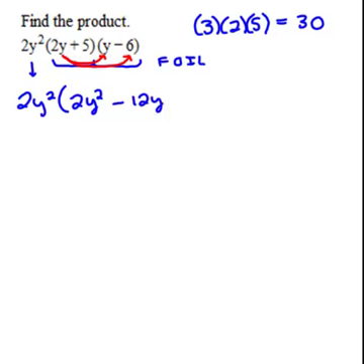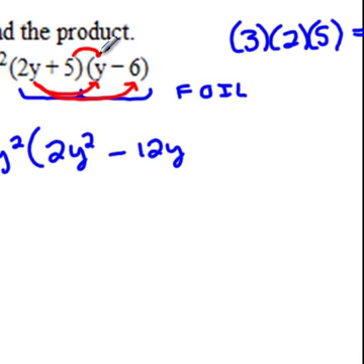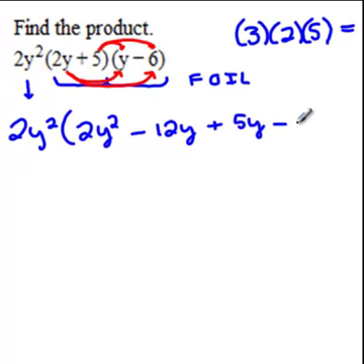Next, I'm going to distribute the 5 to each term in the second set of parentheses. When I take 5 times y, they're both positive, that gives me a positive 5y. And then when I take 5 times a minus 6, again the signs are different, so my answer will be negative, and then 5 times 6 is 30.